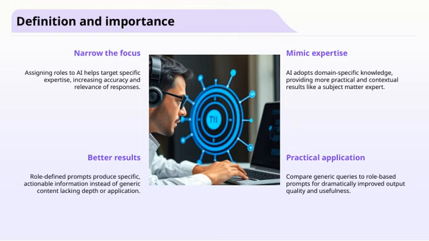When prompts are role-defined, the AI delivers more specific and actionable information, rather than generic content that might lack depth or practical application. To see this in action, consider the difference between a generic query and a role-based prompt. The latter dramatically improves the quality and usefulness of the output, making it more applicable to real-world scenarios. This concept of role assignment is a key part of our overall theme, making AI more precise, relevant, and useful by guiding it with clear roles and focus.